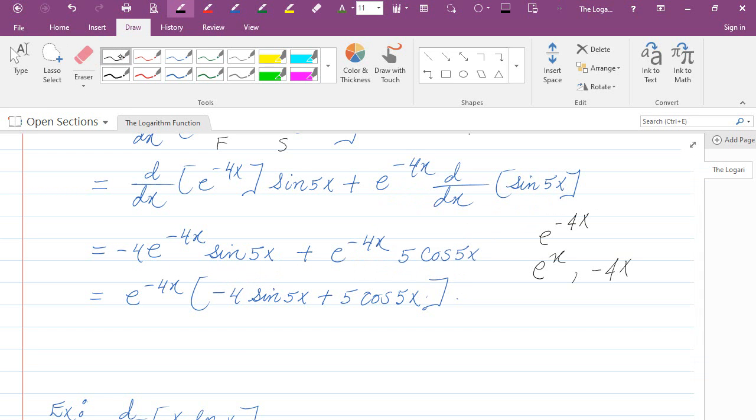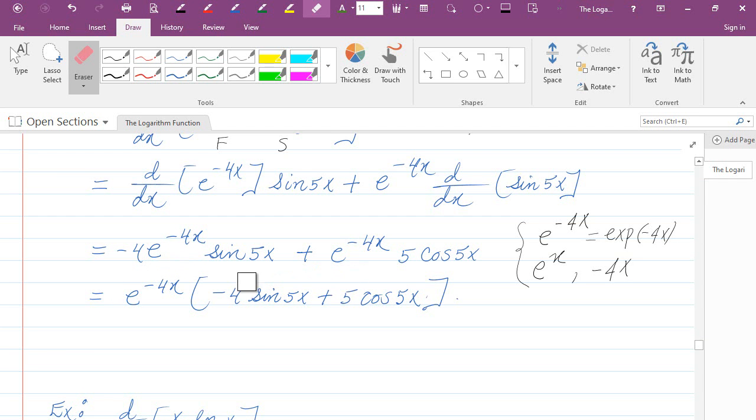Now, if you are not sure what I just said here, notice that e to the power negative 4x means exp of negative 4x. So when you apply the chain rule, the derivative would be e to the exp of negative 4x multiplied by negative 4. So here is negative 4, and this is exp of negative 4x, written in this format.